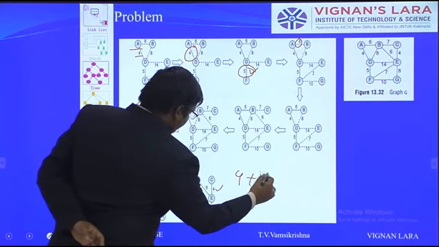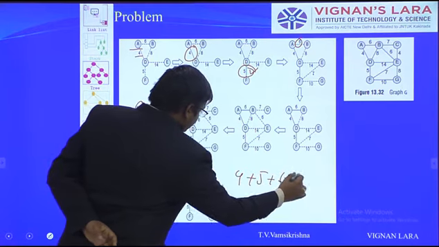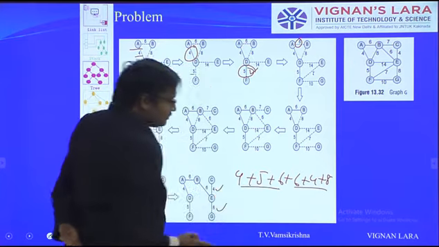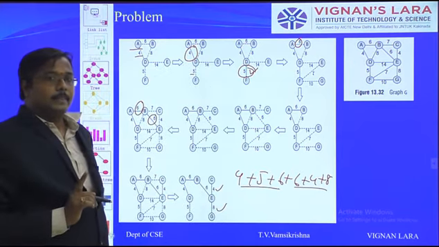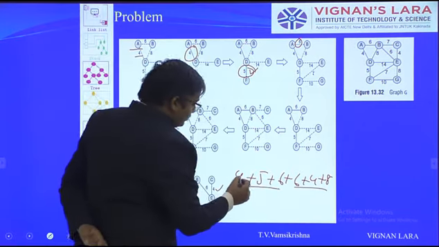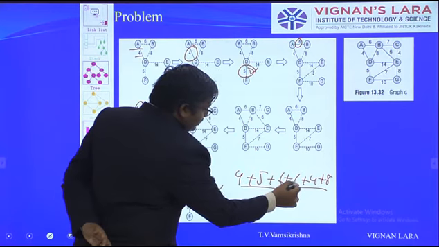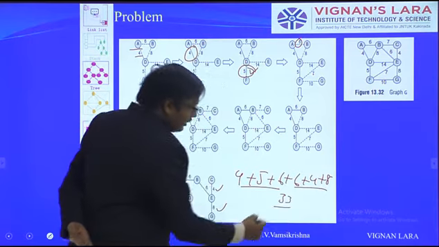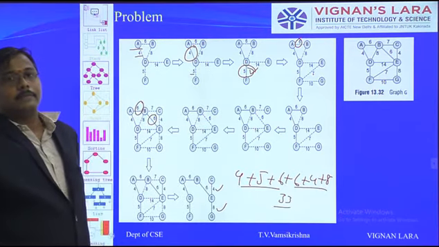So 4, 5, 6, 6, 4, 8. So 3, 3. 6 edges only we are selecting. So what is the minimum cost? 9 plus 6, 15, 15 plus 6, 21, 21 plus 4, 25, plus 8, 33 is the minimum distance.